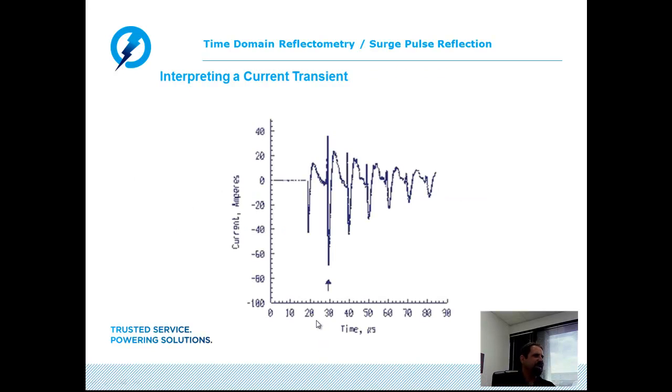Here we see a basic transient. Again, this would be the outgoing thumper pulse. This would be the first arrival transient as a result of the arc or the fault. So thumper, fault, thumper, fault, thumper, fault, thumper. Measure between any two points, we determine distance between the thumper and the fault.